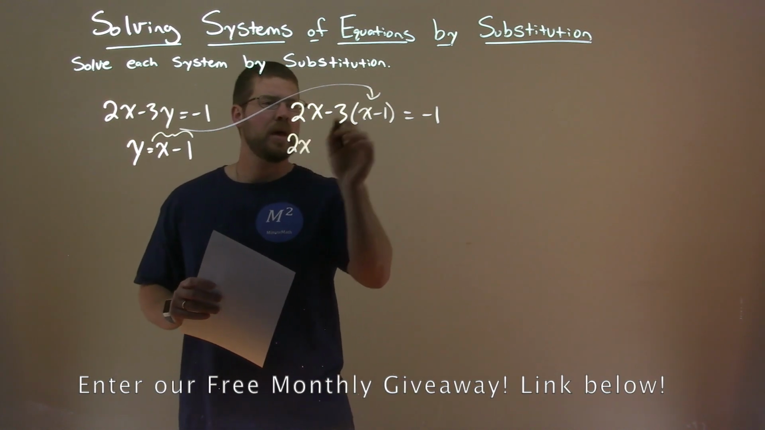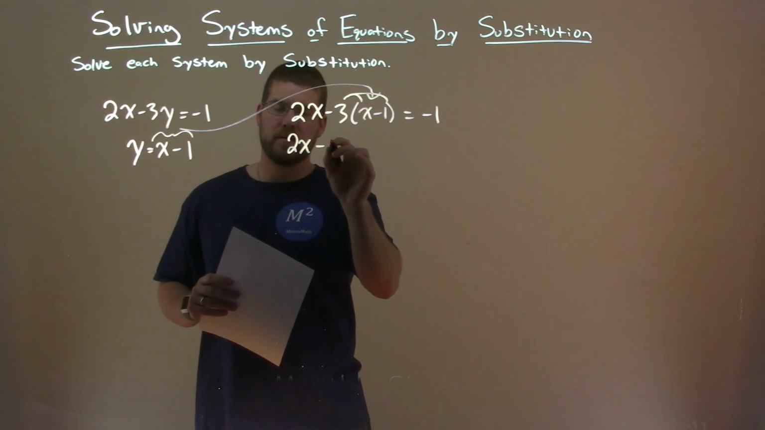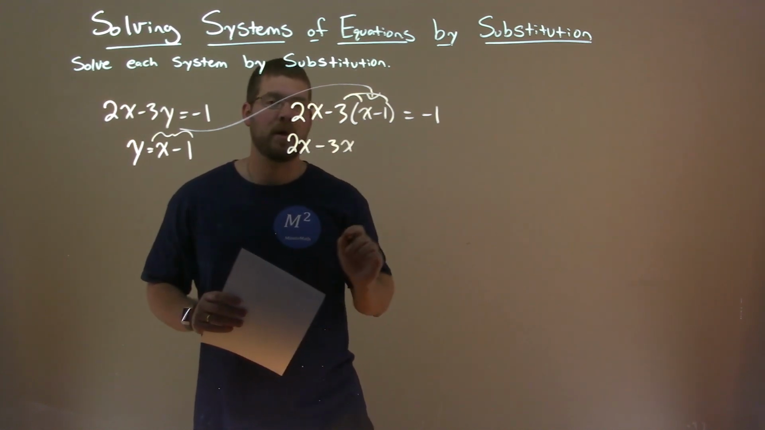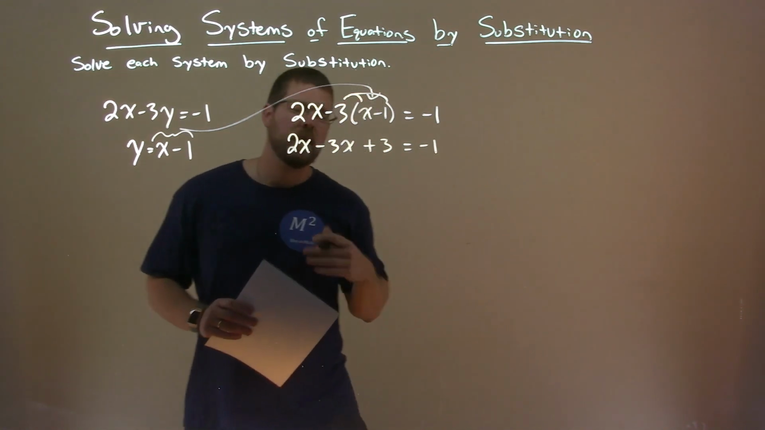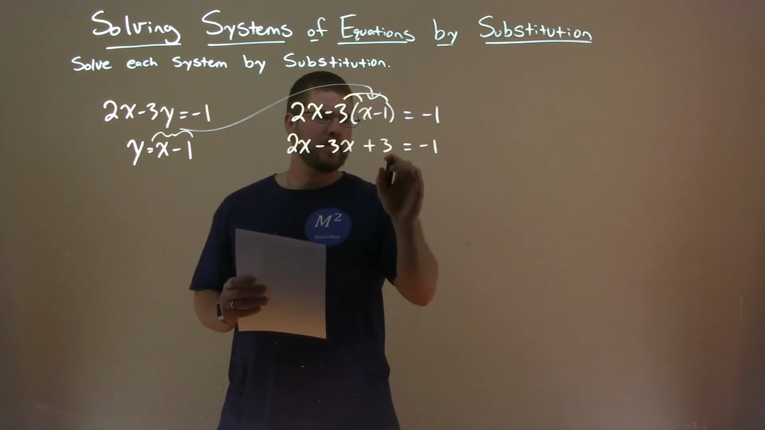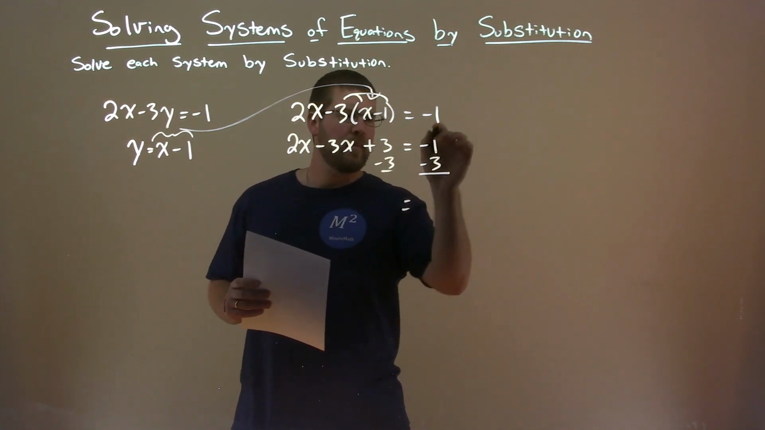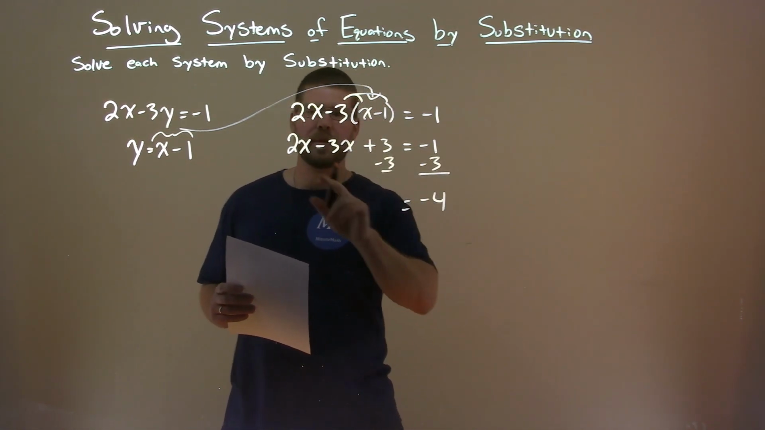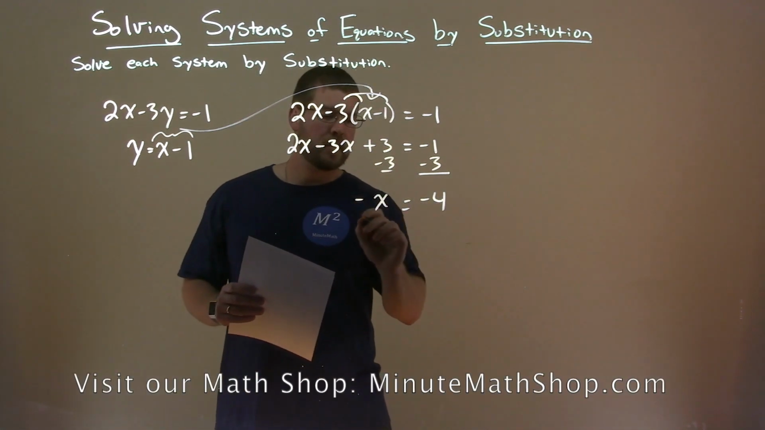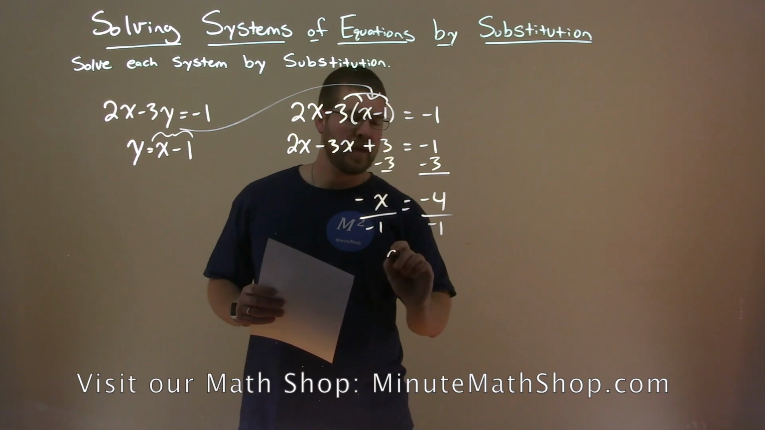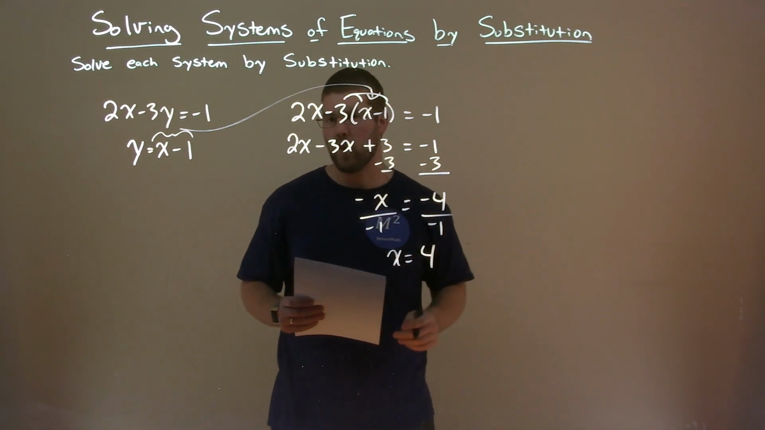2x comes down. Distribute the minus 3 to both parts. Minus 3 times x is minus 3x. Minus 3 times minus 1 is a positive 3. Equals a negative 1. Now we want to keep simplifying, so let's bring our like terms together. Subtract 3 to both sides. Minus 1 minus 3 is a minus 4. And 2x minus 3x is a minus 1x. From there, divide both sides by negative 1. And x equals, well, negative 4 divided by negative 1 is a positive 4.